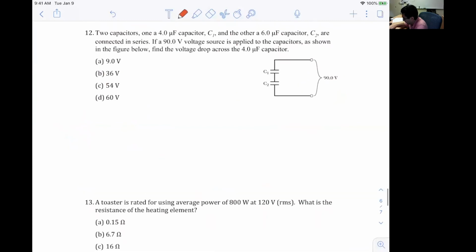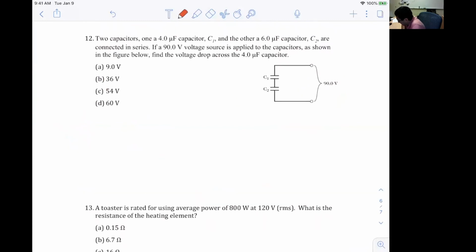Two capacitors, one a 4 microfarad capacitor and the other 6 microfarad, are connected in series. If a 90 volt source is applied to the capacitors as shown in the figure below, find the voltage drop across the 4 microfarad. So this is 4 microfarad and this is 6 microfarad. When you have capacitors in series, they will have the same charge, right? And as you connect the voltages, this has a potential V1 and V2. So V1 plus V2 equals 90 volts.